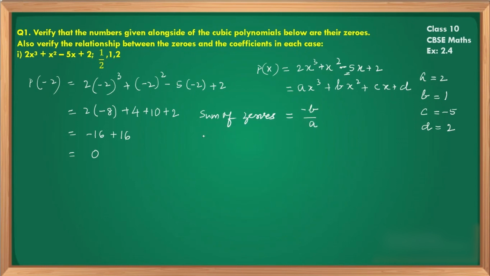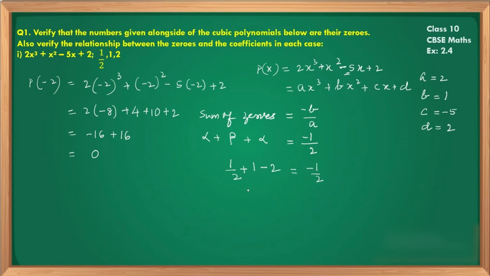What are these three sums? We have alpha plus beta plus gamma is equal to minus b, which is minus 1, by a. a is 2. Now what is alpha? Alpha is one of the zeros, that is 1 by 2, plus 1, then minus 2. These are the three given zeros of this polynomial, and that is equal to minus 1 by 2.